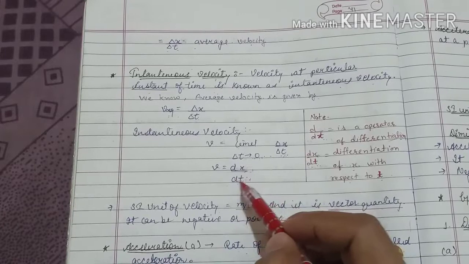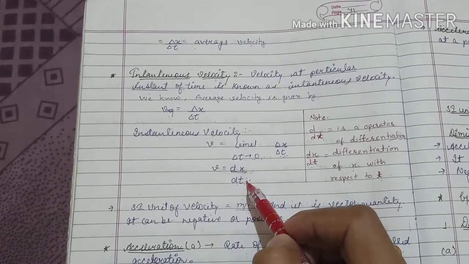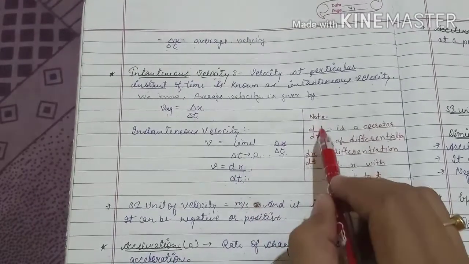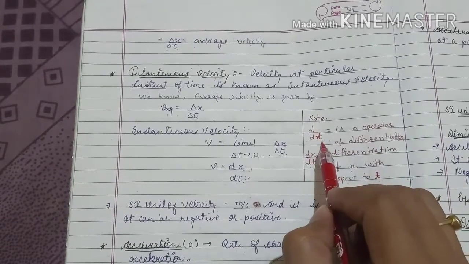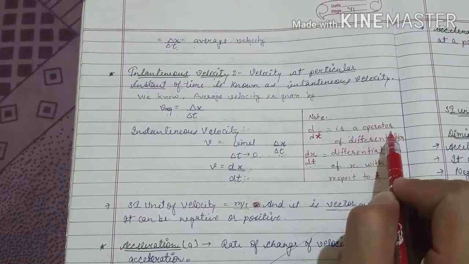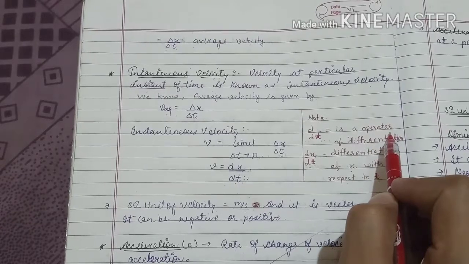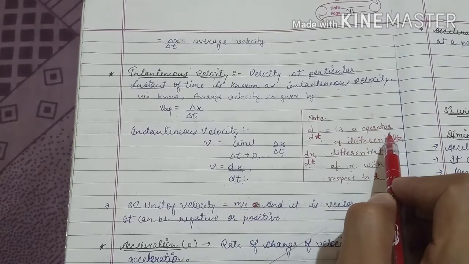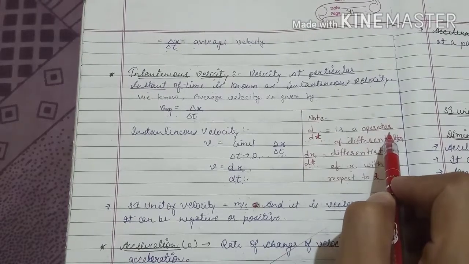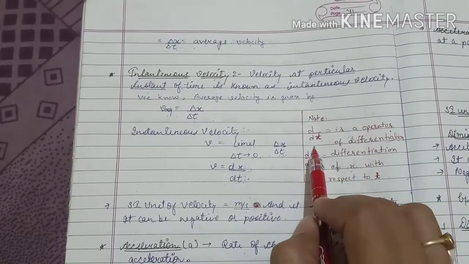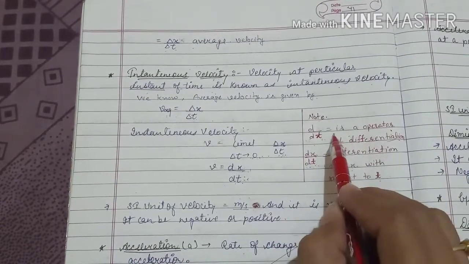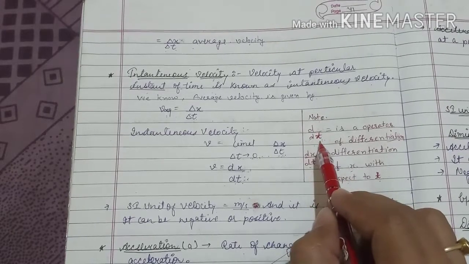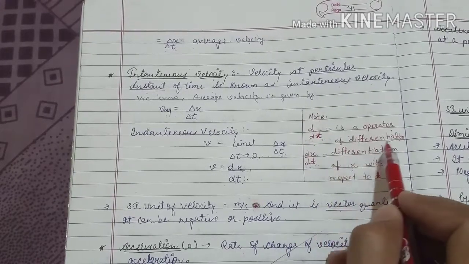What is this dx over dt? What is the significance? Now look here, we have a note. d over dt is a mathematical operator, just like our mathematical operators: negative or minus, addition, multiplication and division. This is also a mathematical operator, and it is known as differentiation. So d over dt is an operator of differentiation.